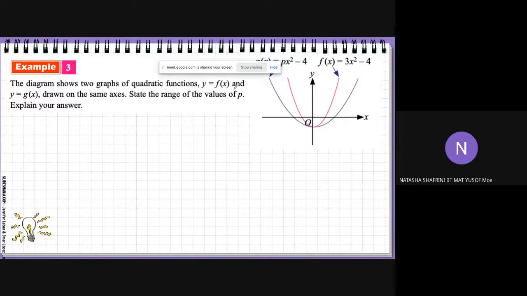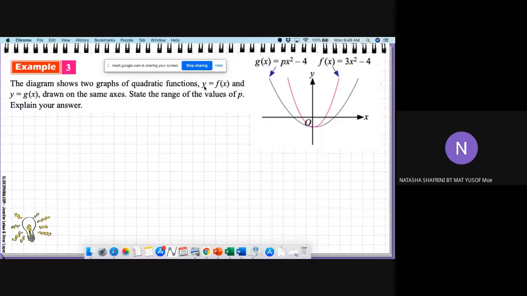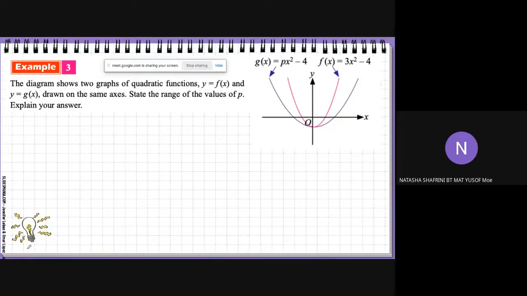Okay. So example 3 here. The diagram shows two graphs of quadratic function y equal to f(x) and g(x) drawn on the same axis. State the range of the value of p. Explain your answer. Okay, so tengok sini our g(x). Our g(x) is px square minus, yang pink color ni 3x square minus 4. So state the value of p.